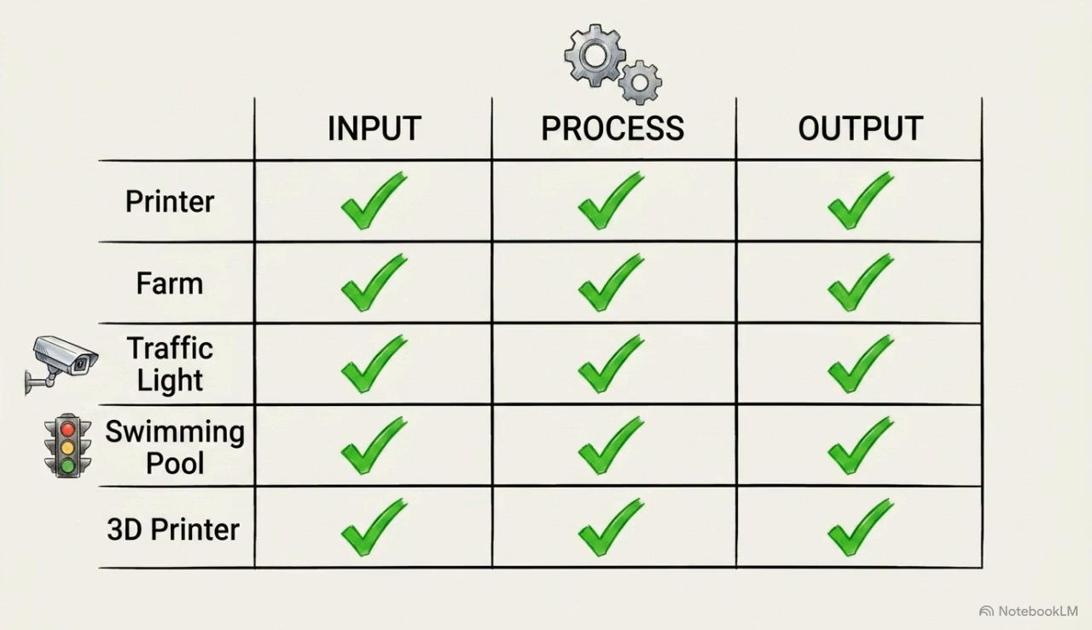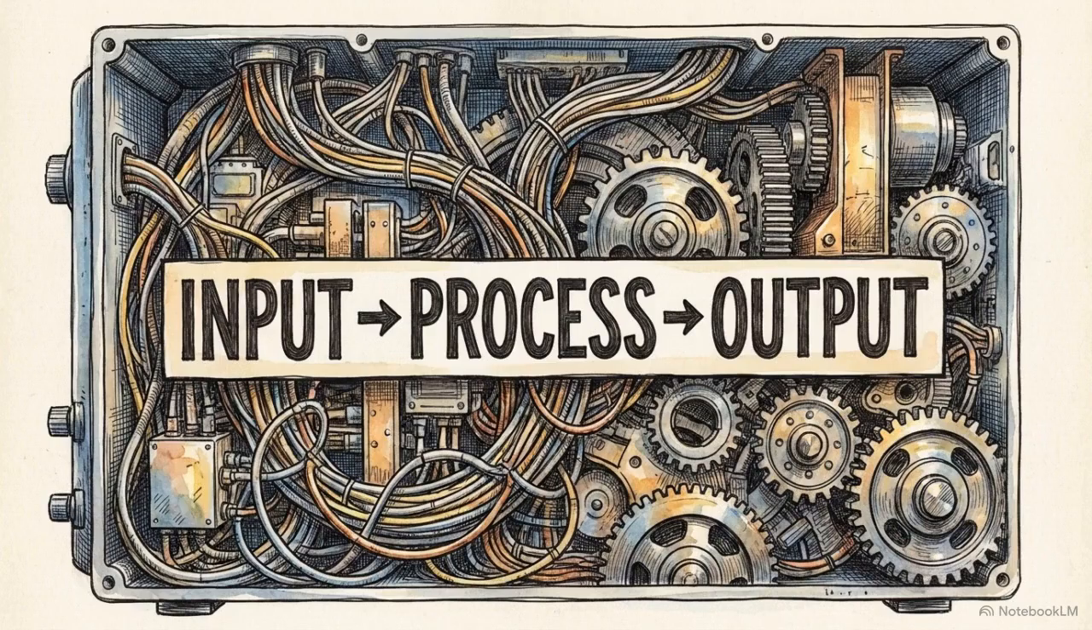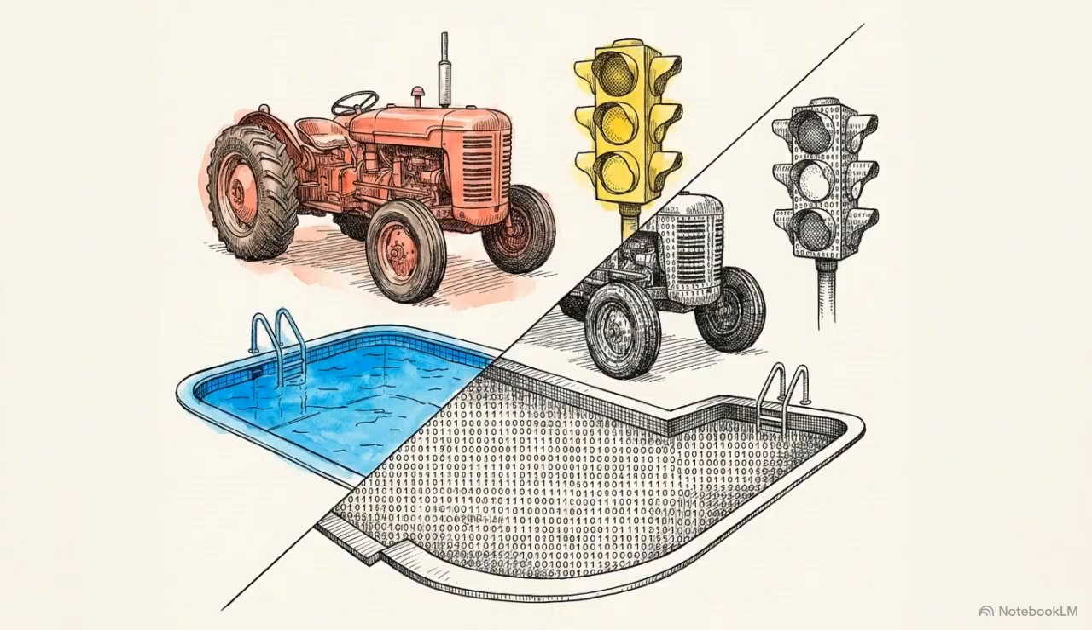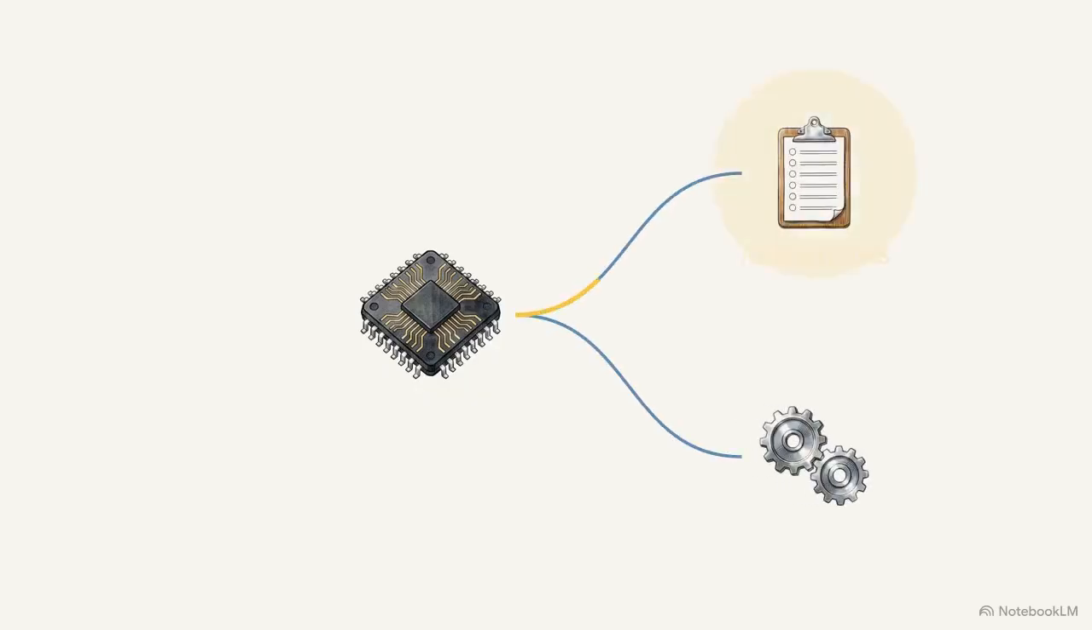Whether it is a basic paper printer, a farm, a traffic light, a swimming pool, or a 3D printer, every single one neatly lines up into the exact same 3 columns. No matter how complex a machine looks, its brain relies on those 3 simple steps. We have covered a lot of ground today. We learned that control systems translate the real world into binary data and then process that data using carefully ordered algorithms and programs.